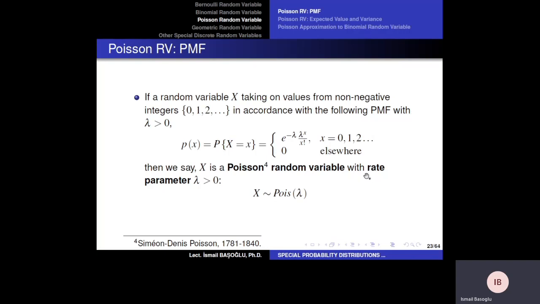And this lambda value is called the rate parameter of the Poisson random variable, which means by different assigned values for lambda, by different positive assignments of lambda, we get a different Poisson random variable. And we say that this random variable x is a Poisson random variable with rate parameter lambda.